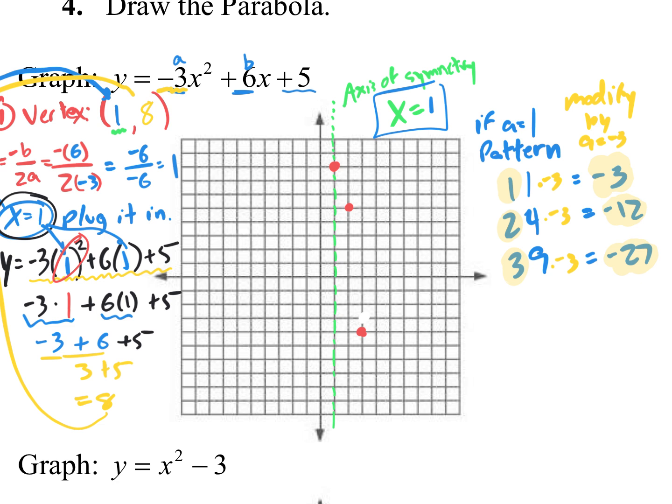And of course, you could map them over to the other side. So if this point is 1 unit away, just go 1 unit this way, and you'll find that point mapped over right there. This next one is 2 units away, so go 2 units this way and put that dot right there. And voila, we have graphed. There's my parabola.